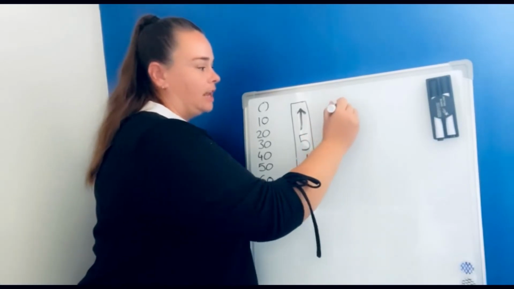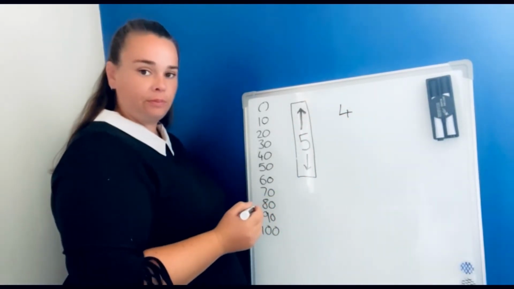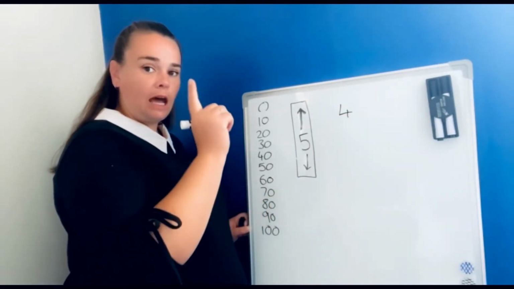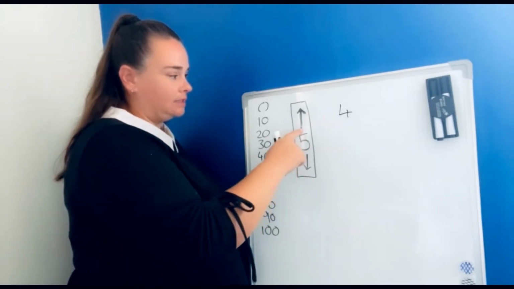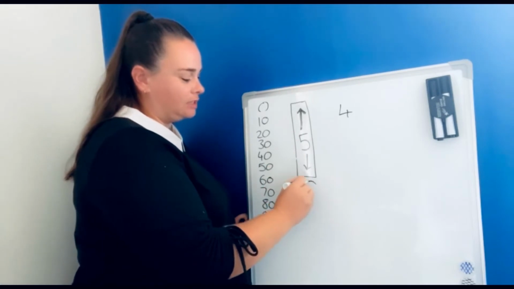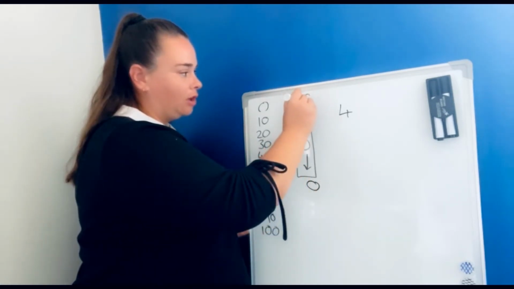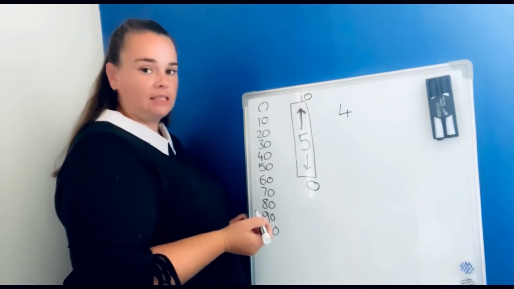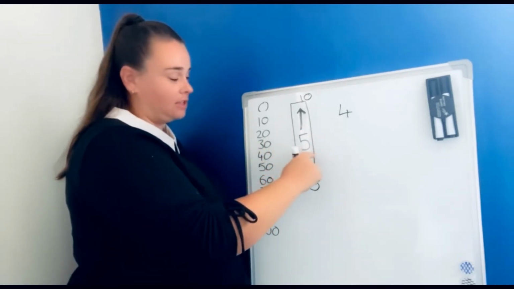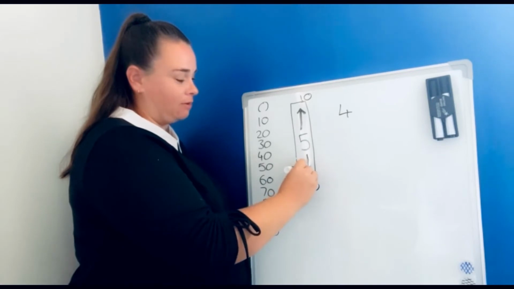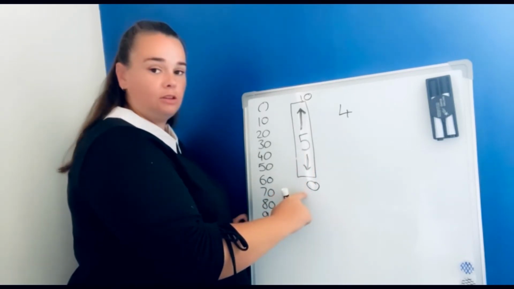If I give the number 4, are we going to be rounding up or rounding down? So, is 4 closer to 0, or is 4 closer to the number 10? It's under 5, isn't it? So that means we're going to be rounding the number 4 down to 0.